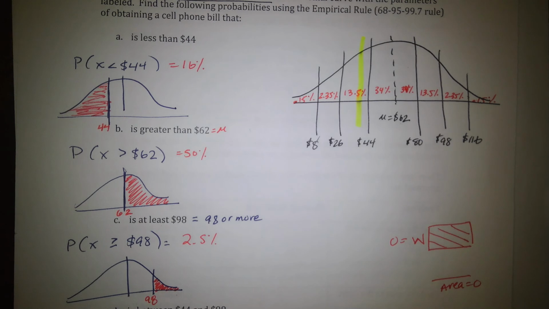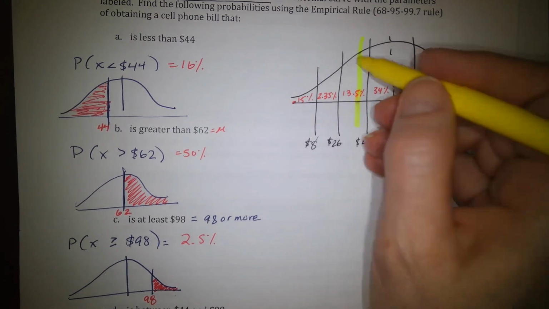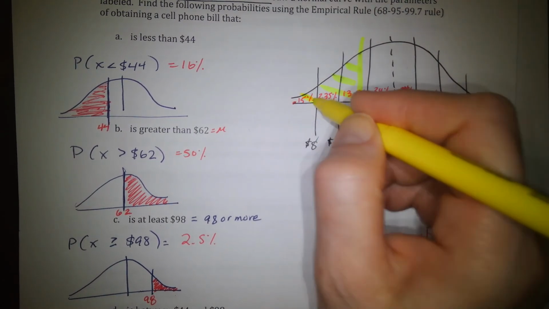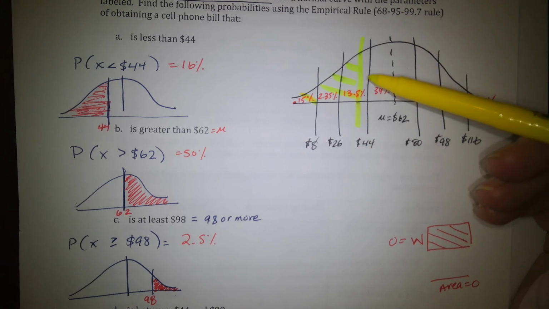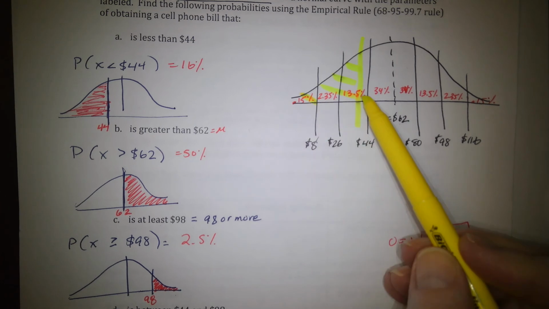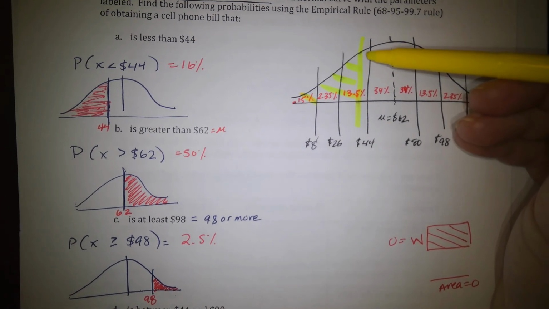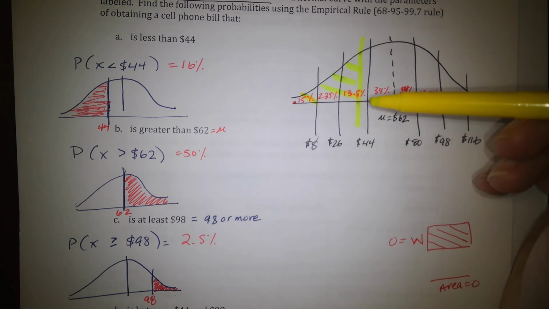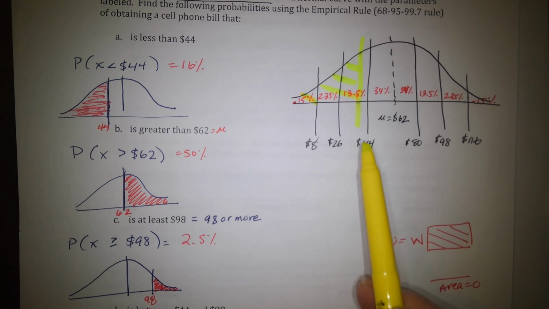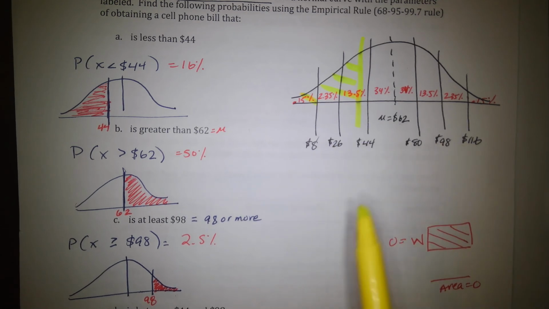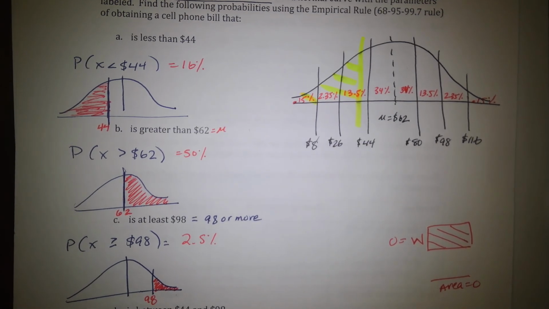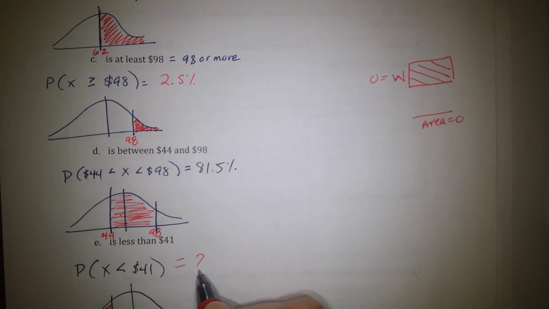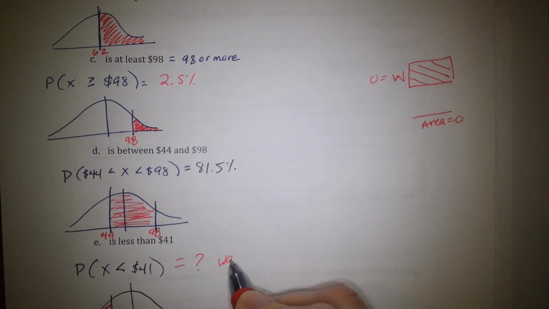So it's asking me actually to find the area that x is less than that number, but it doesn't go all the way to the boundary line of 44. So I can't simply just add these three boxes because I'd be adding this little sliver in here which isn't included. So how would we find a probability of a number that is not exactly on one of these standard deviation lines? Well, that's what the rest of this chapter is about. So the answer to this question is wait and see.